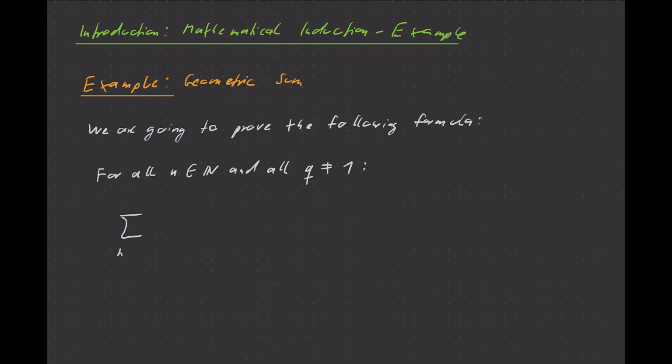The sum over the summation index k going from 0 to n over q to the power of k is equal to 1 minus q to the n plus 1 over 1 minus q. So that is the so-called geometric sum formula, and that's what we are going to show.